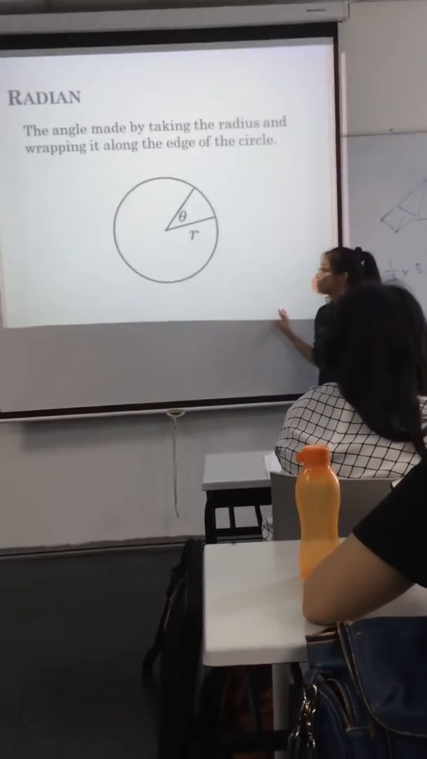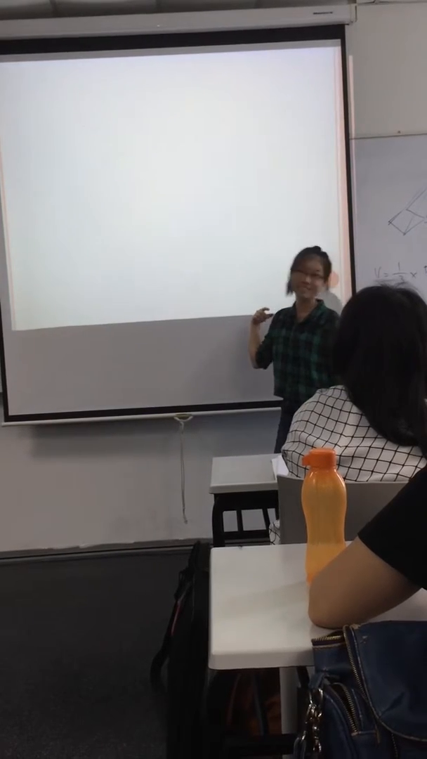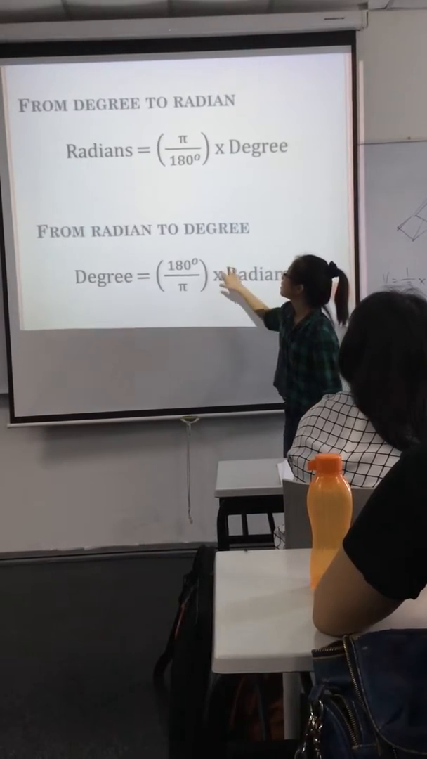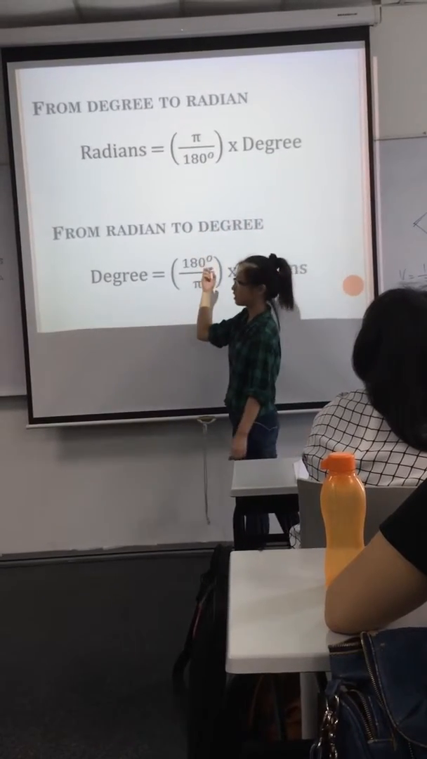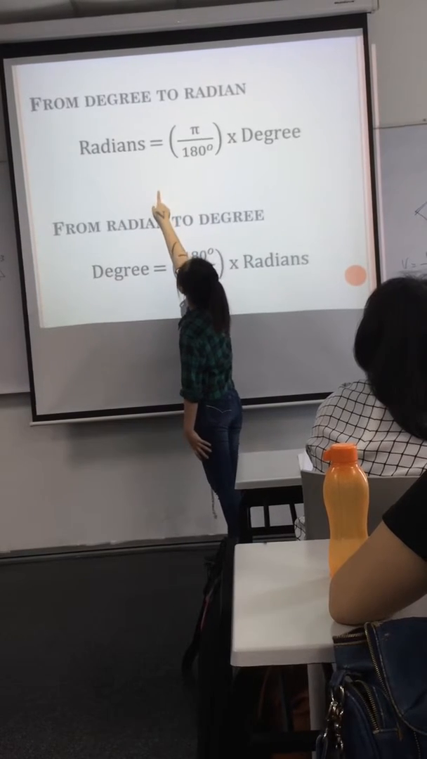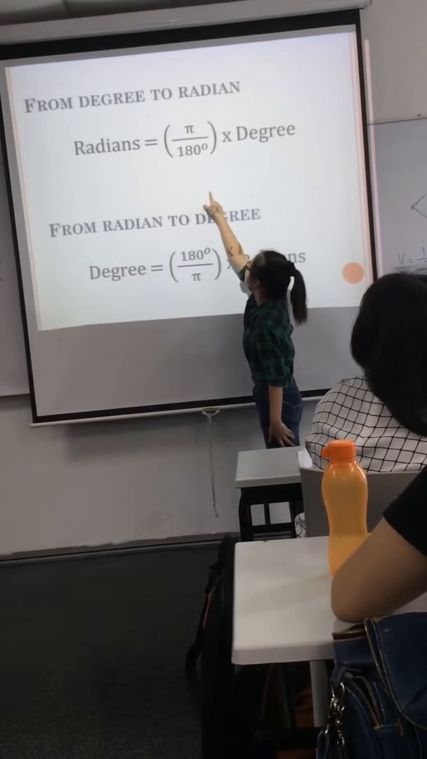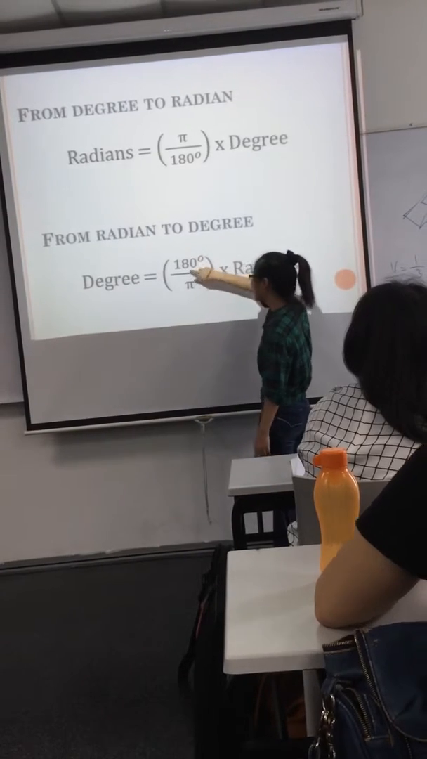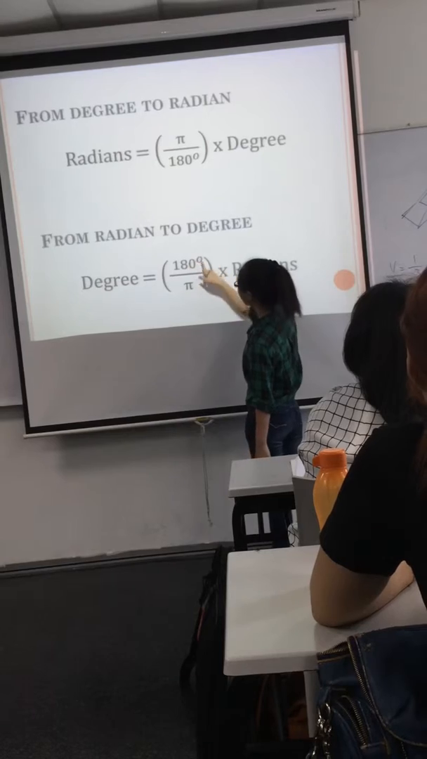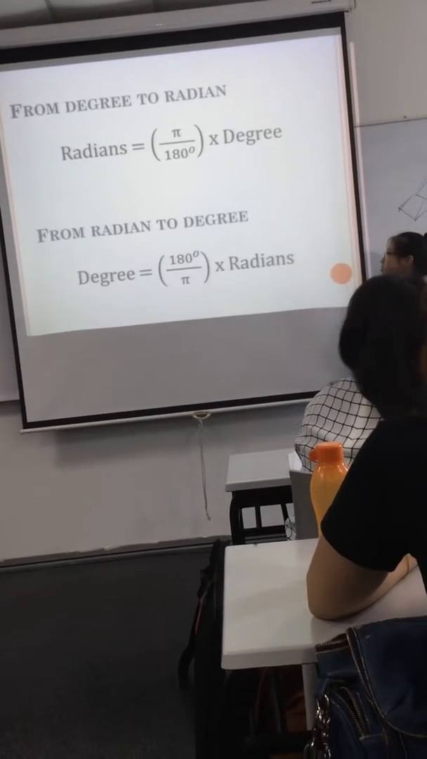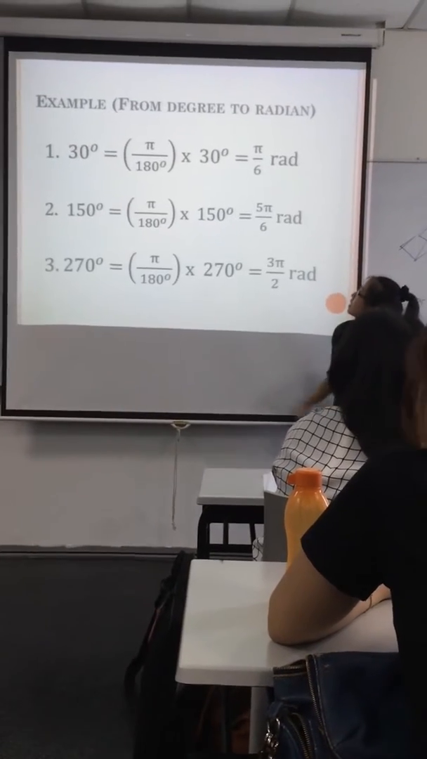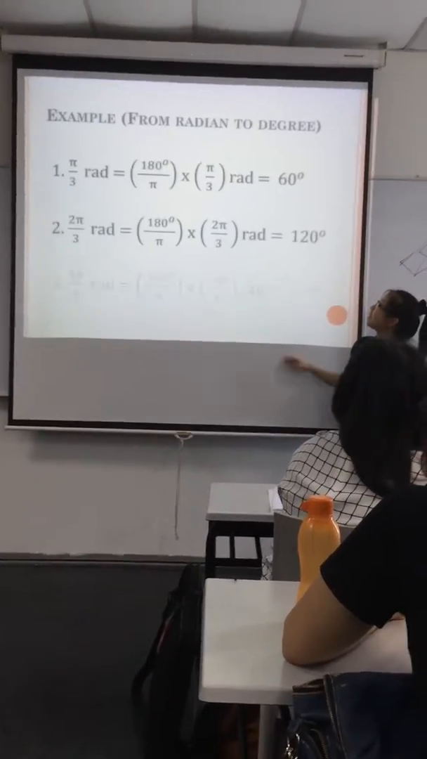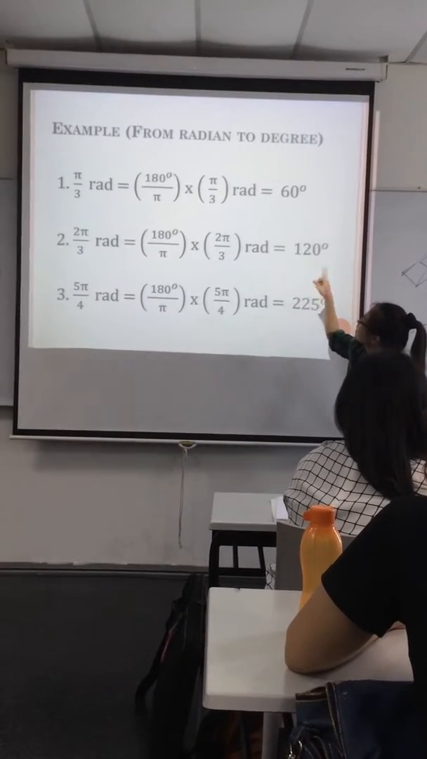Radian is a different unit of angle. If you want to change the unit, we use this formula from degree to radian: pi divided by 180 degrees times the degree. From radian to degree, we change it upside down and find the degree. Here is an example to change degree to radian. And here is an example to change radian to degree.